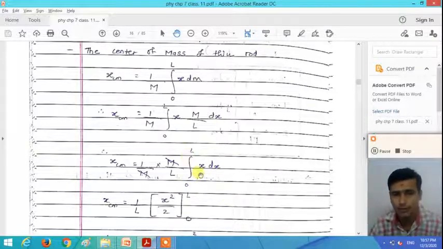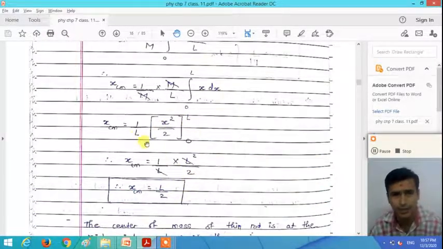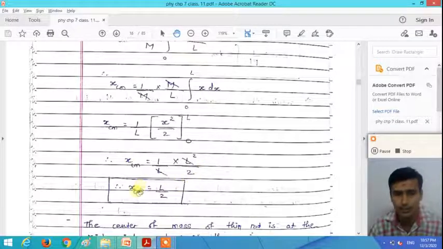So the integration of x dx is x squared by 2, and the limit we put is 0 to l. First we put the upper limit, then we put the lower limit. Here the lower limit is 0, so we need not put it. So we only put the upper limit: instead of x we put l. So we get 1 by l into l squared by 2. L cancels out, and we get the center of mass xcm is equal to l by 2.